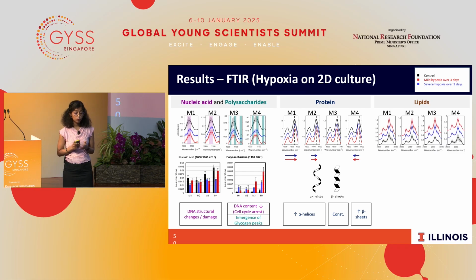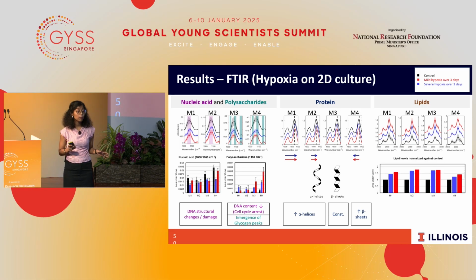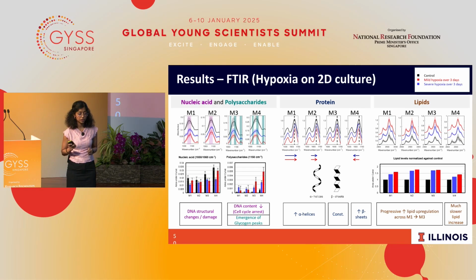As for the lipids, we saw that there was a general upregulation overall in all the cells in response to hypoxia, and particularly there was a progressive increase from M1 to M3, whereas in M4 we saw a very slight increase over time. So this gives us a very wide range of chemical biomarkers to work with, and next up we're going to look at the morphological changes.